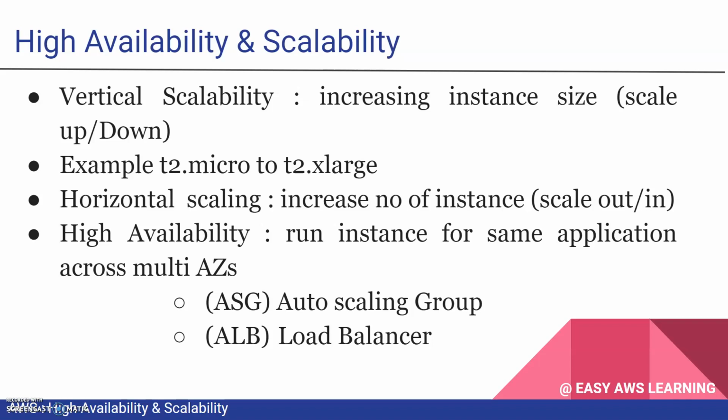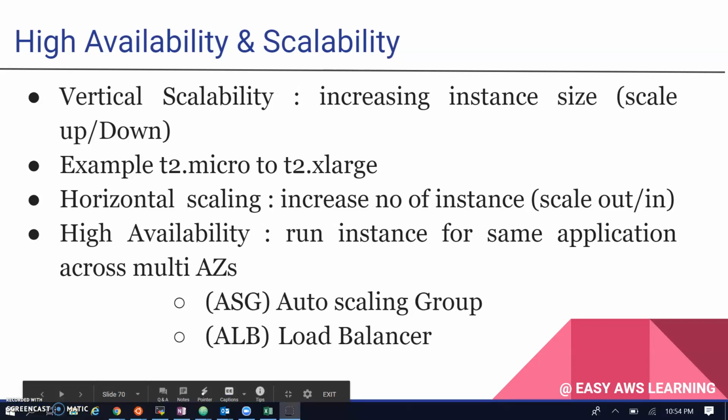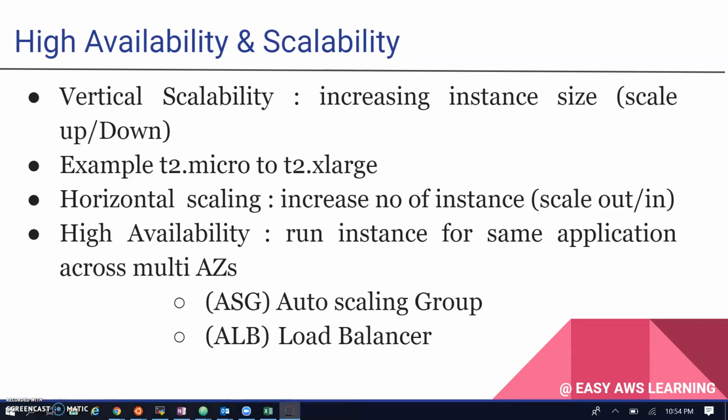High availability runs instances of the same application across multiple zones. That is the key point of high availability. Instances are running across multiple availability zones, and high availability basically protects against data center loss in any disaster case. Examples of high availability are the Auto Scaling Group, ASG, and the AWS load balancer. These two are examples of high availability. In the next session, we are going to understand how to configure vertical scalability and horizontal scalability, including high availability.